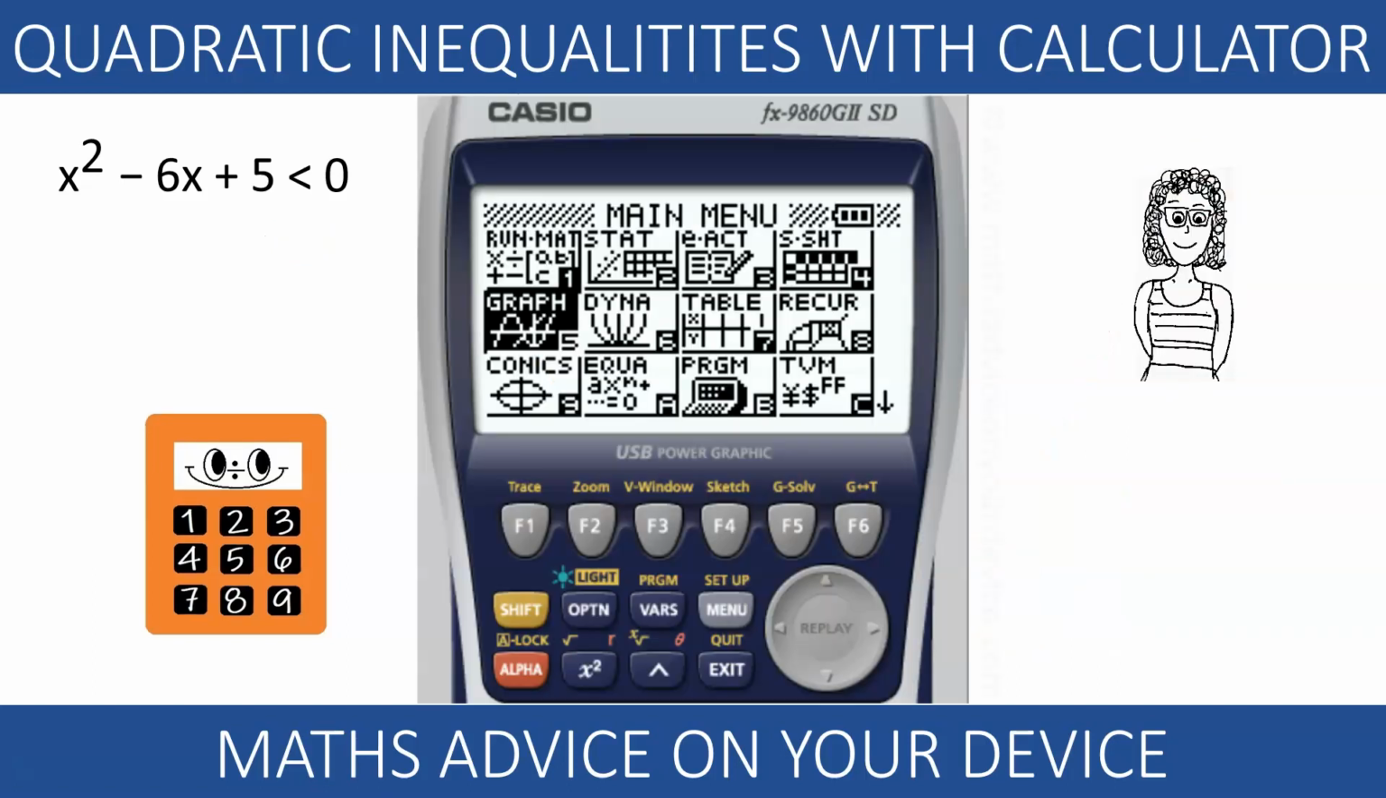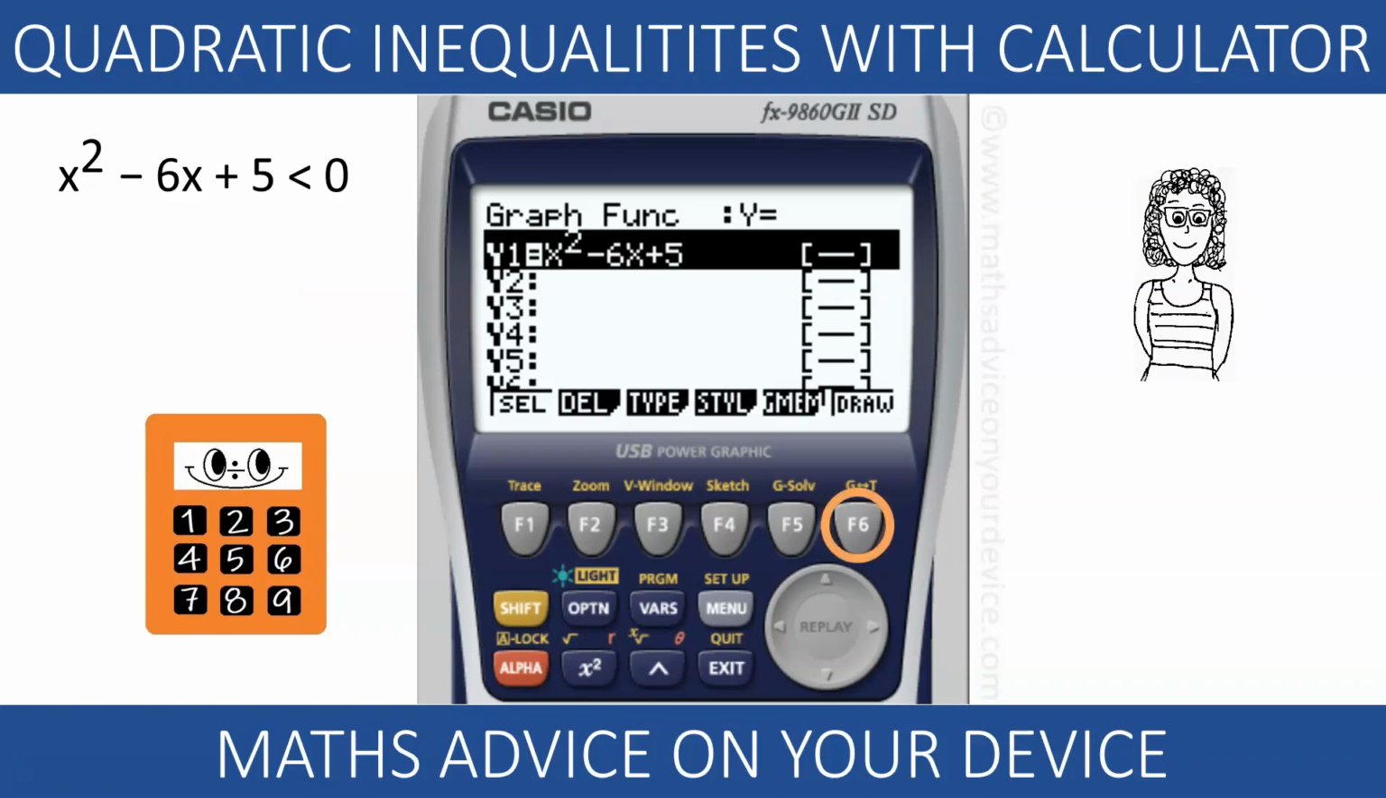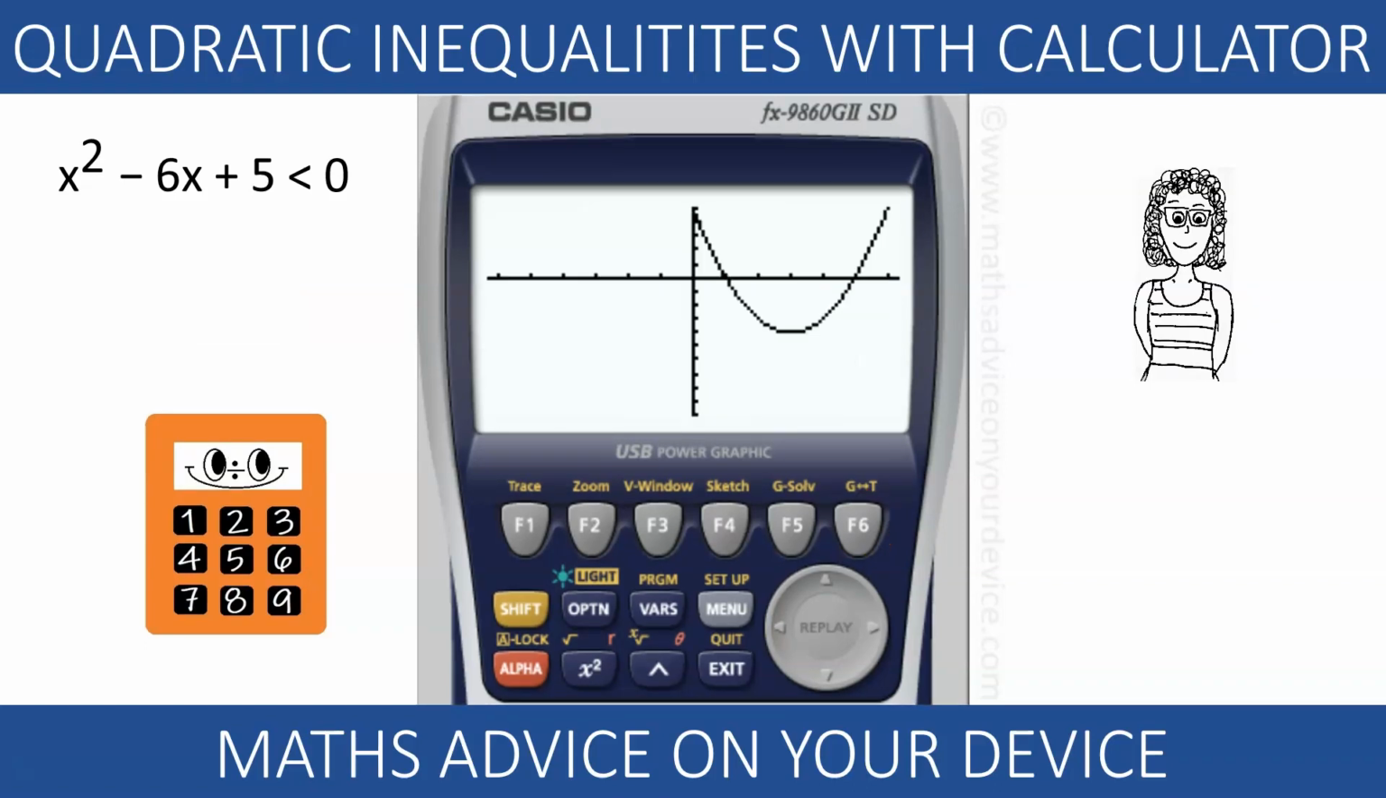Take your graphics calculator and go to menu Graph. Start typing the quadratic term, taking care of using the correct key for the variable x, and the same for the linear term. Press F6 to draw the parabola. It crosses the x-axis at 1 and 5, which are the solutions of the quadratic equation. But we are solving a quadratic inequation.